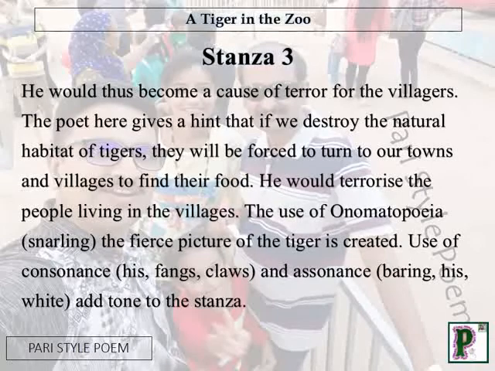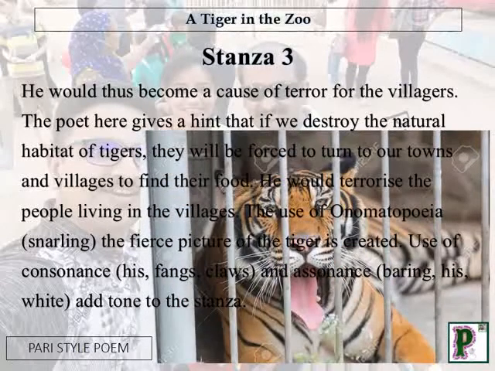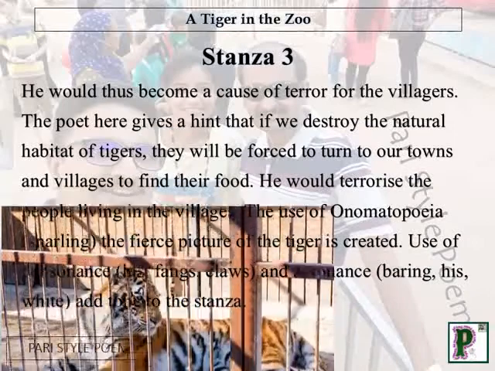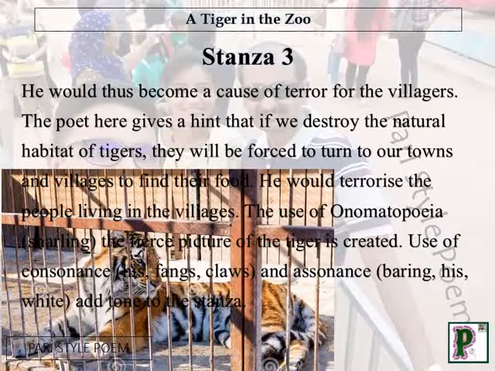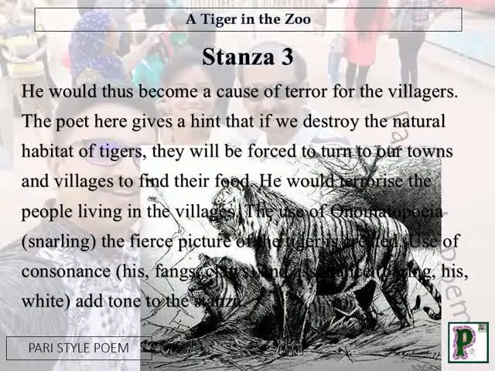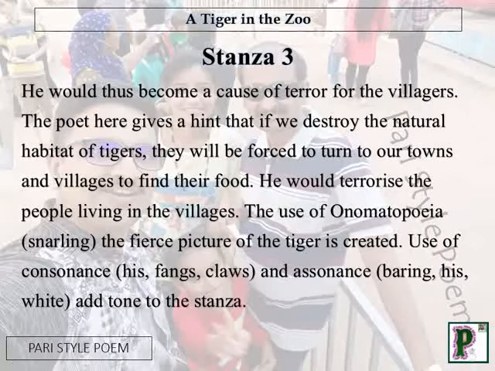The poet here gives a hint that if we destroy the natural habitat of tigers, they will be forced to turn to our towns and villages to find their food. He would terrorize the people living in the villages. Through the use of onomatopoeia, snarling, the fierce picture of the tiger is created. Use of consonance, his, fangs, claws, and assonance, bearing, his, white, add tone to the stanza.